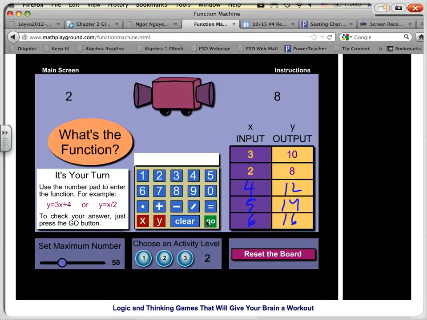What do you think this machine is doing to your number? It has to work for every single one, because if I throw in an input, it will process and give you back the correct response, the correct output. Yes?